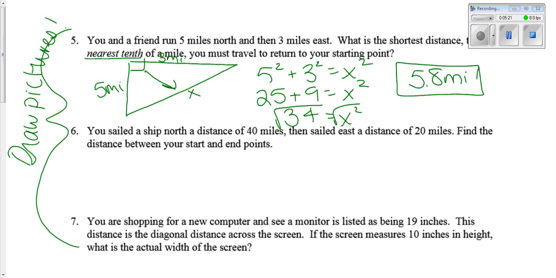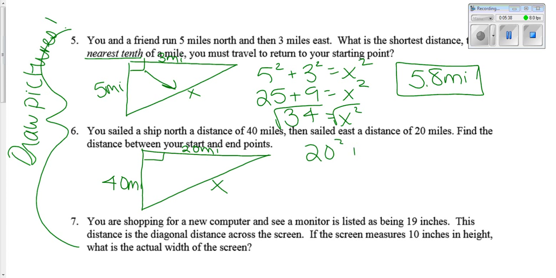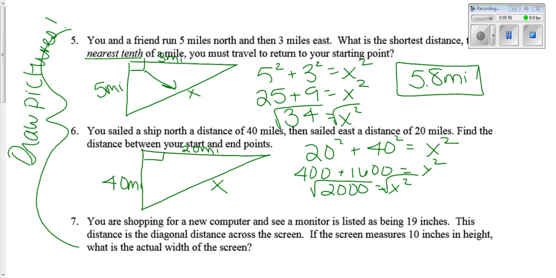Number 6, you sailed a ship north a distance of 40 miles, and then east a distance of 20 miles. And we want to find the distance between the start point and the end point. So we're looking for this. 20 squared plus 40 squared equals x squared. And that's 400 plus 1600 equals x squared. So 2000 equals x squared. Square root both sides. And we get 44.721 miles.